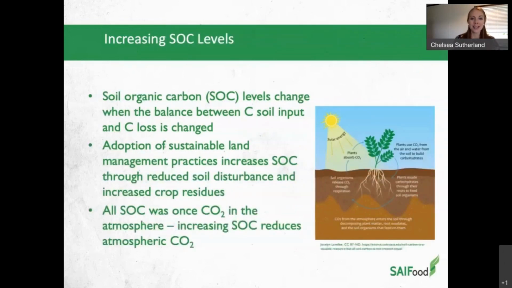So soil organic carbon is the carbon that is stored in our soil organic matter. And soil organic carbon levels change when there's a change in the balance between the carbon that is input to the soil from crop residues and the carbon that is lost from soil emissions. When farmers adopt sustainable land management practices, they help to increase soil organic carbon levels by reducing soil disturbance and increasing crop residue levels. Consider that all soil organic carbon was once carbon dioxide in the atmosphere. So when we increase soil organic carbon levels, we actually help to reduce atmospheric carbon dioxide, and this is how we contribute to reduced net greenhouse gas emissions.